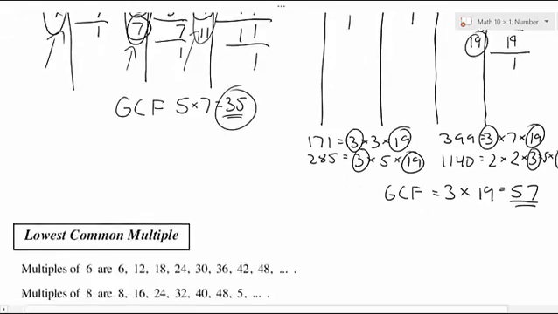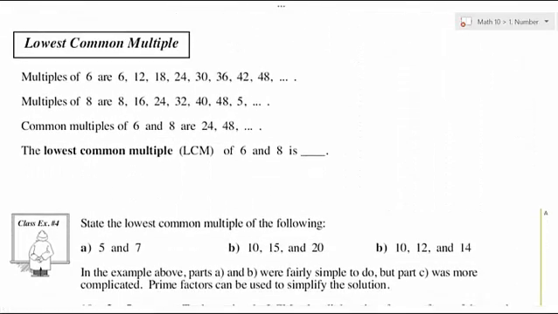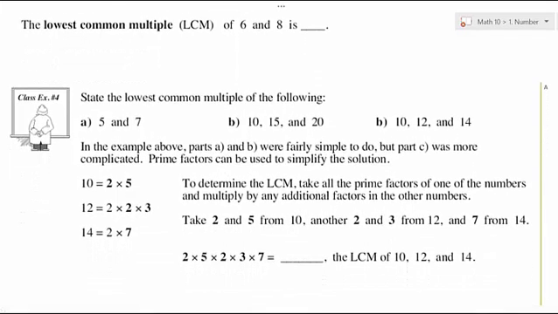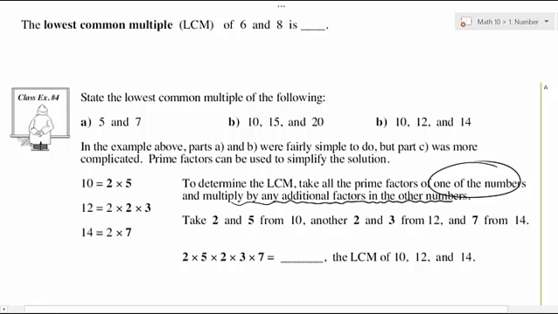And that's the GCF. Now, the lowest common multiple, we use the prime factorization again. In this case, though, we're going to take factors from one of them. So we take all the factors from one number and then multiply by any additional factors in the other numbers that aren't already repeated. So if you have something like 10, 12, and 14, let's take all the factors of 10, 2 times 5, and we already have a 2 here, but we actually have another 2, and we've got a 3 that isn't here, so we're going to take those two.